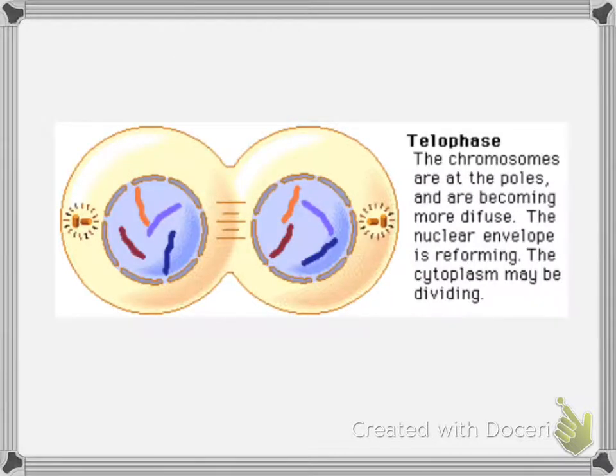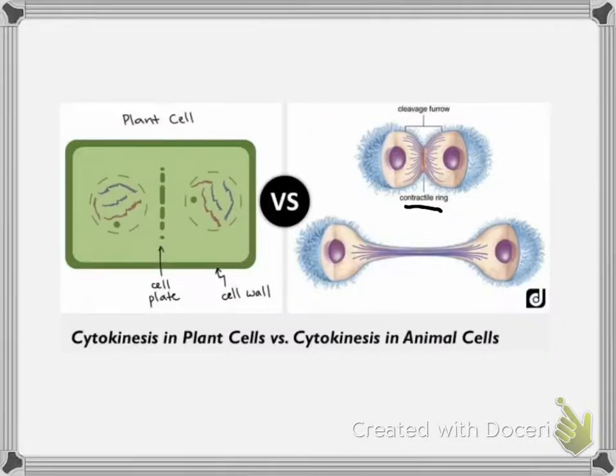In telophase, all that happened in prophase is reversed. The chromosomes start to relax, the nucleus starts to reform, and the spindle fibers start to break apart. Then you get to cytokinesis.